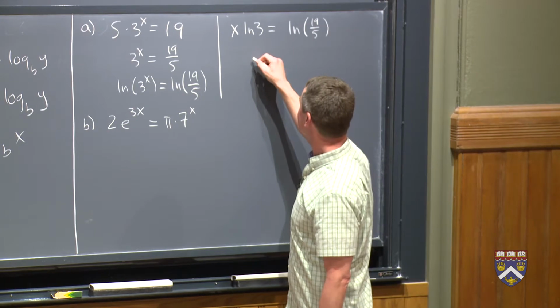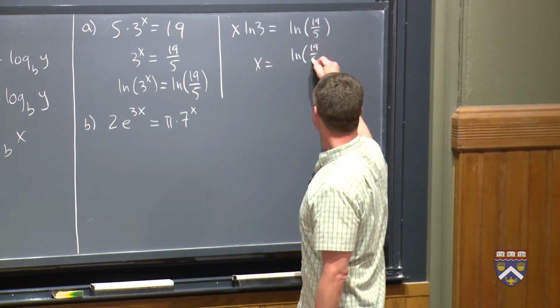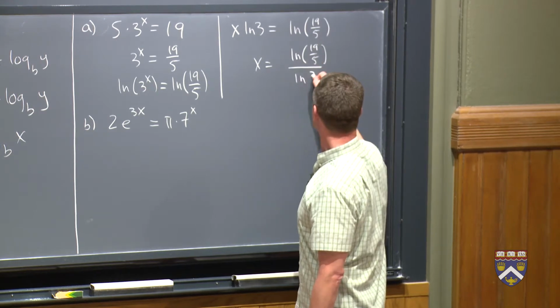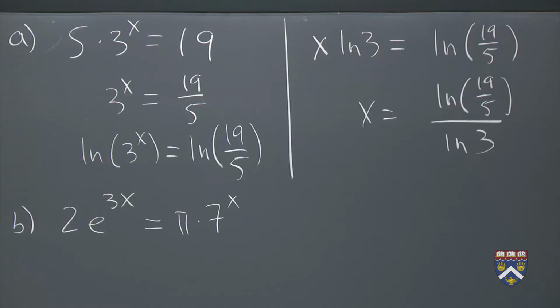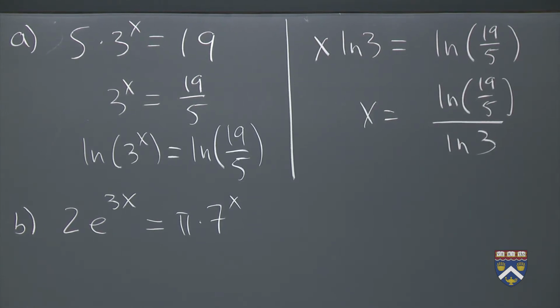And then our last step is just to divide. x equals ln of 19/5 over ln of 3. And that's our exact answer. And if you wanted to get a calculator approximation to it, you could go ahead and do that.